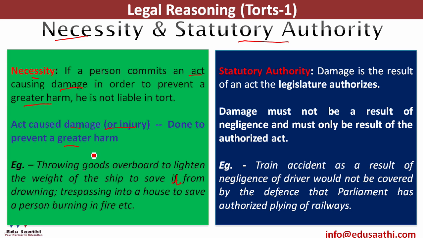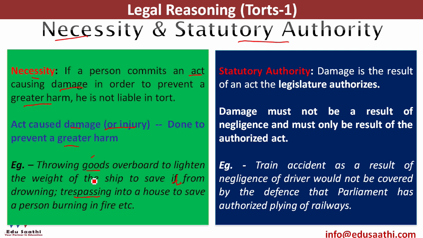So the loss of goods has been done to prevent the greater harm, that would be saving the lives of the persons on the ship. If you do not throw the goods overboard, it would result in drowning of the ship, which will result in greater harm. So this lesser harm is done to prevent the greater harm, that is by saving the lives of the other people. Another example is trespassing into a house to save a person from burning in a fire.